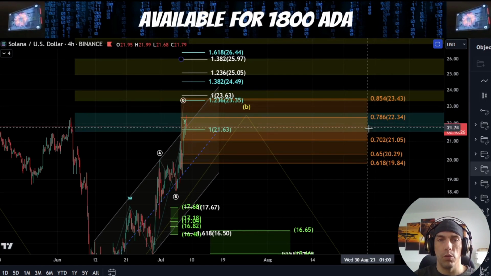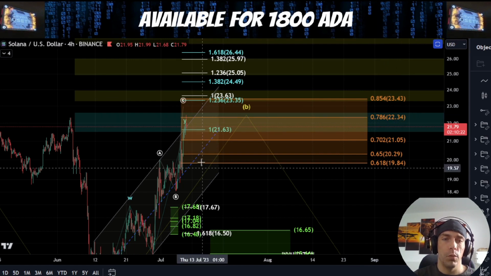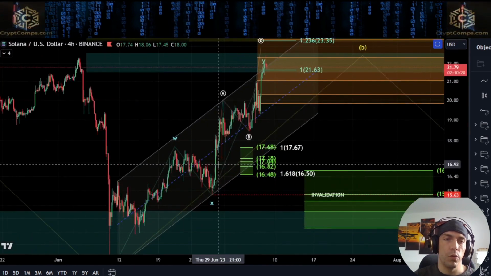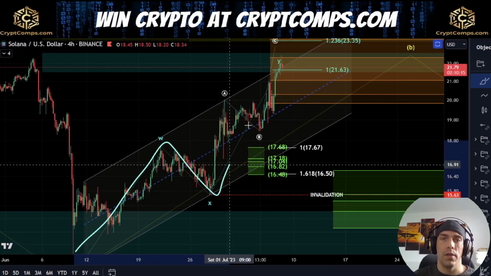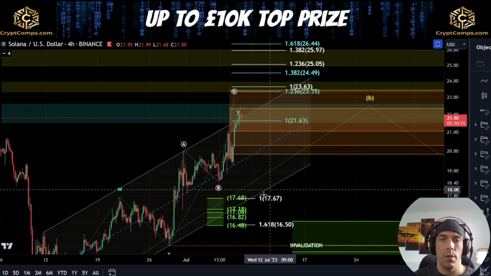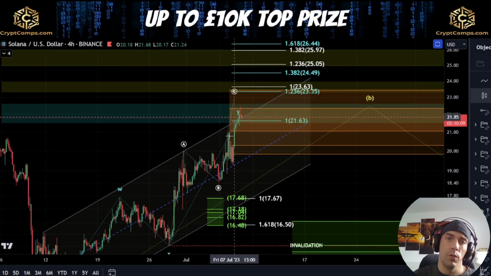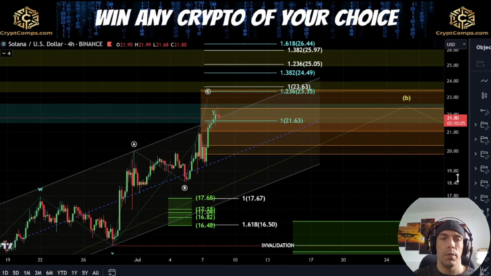We've come up to this 0.786 area already at this 22.34, and what we could actually see here is that this move could potentially be looking to complete in a W, an X, and a Y wave to the upside. So we have hit the 1-to-1 of this as a Y wave. Now the internals of this move would potentially be indicating we could see a little bit more upside here. So I'm keeping an eye on this.